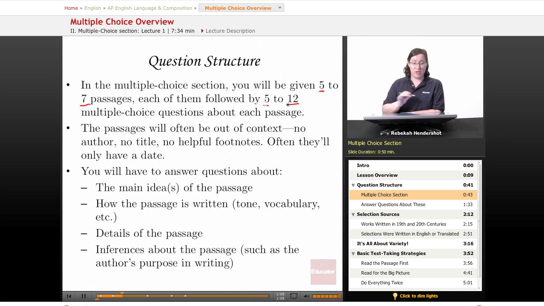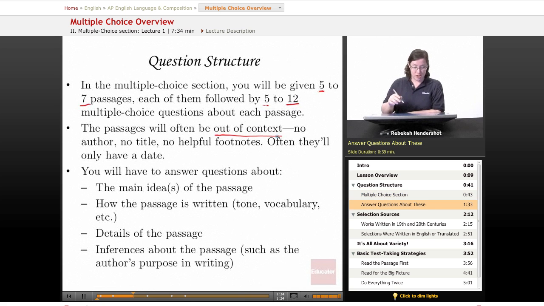Now, here's a tricky bit. The passages will often be out of context. You won't know the author, you won't know the title, you won't even get any helpful footnotes. Often all you'll get is a date to tell you why someone's talking so funny. So you have to do a lot of work just based on the text in front of you, and you can't bring in a lot of outside knowledge unless by some miracle you recognize the source of the passage. That's pretty unlikely since they like to take more obscure passages, but occasionally you do get lucky. It did happen to me once.